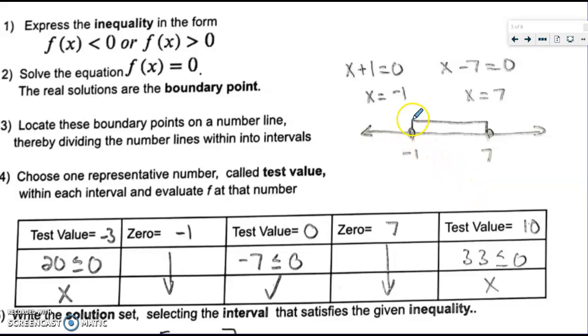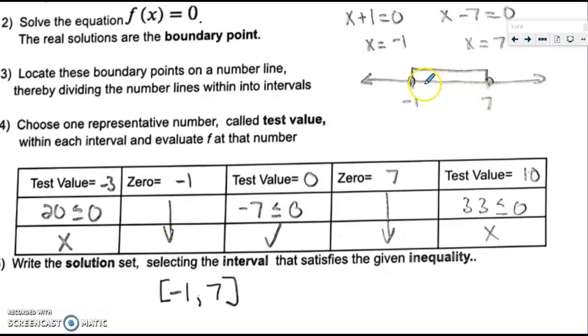So all my solutions are between negative 1 and 7, and it's solid because it was less than or equal to. So my values are between negative 1 and 7. Okay? So now let's look at another type of question, just kind of adding to this.